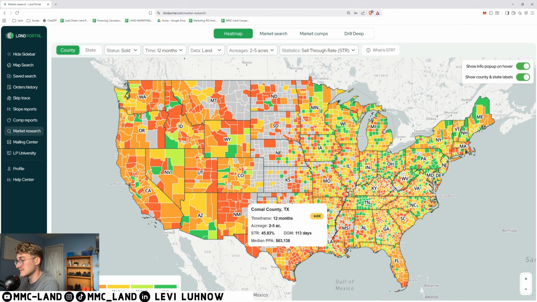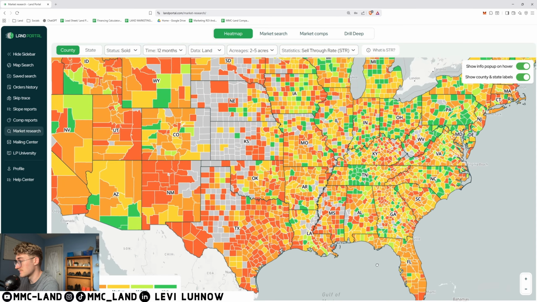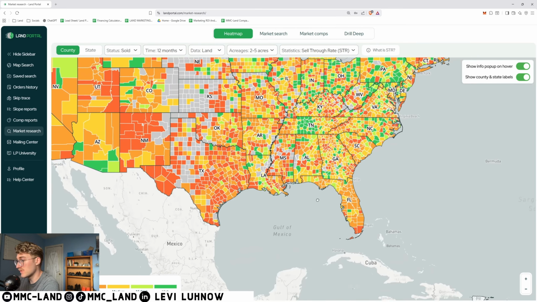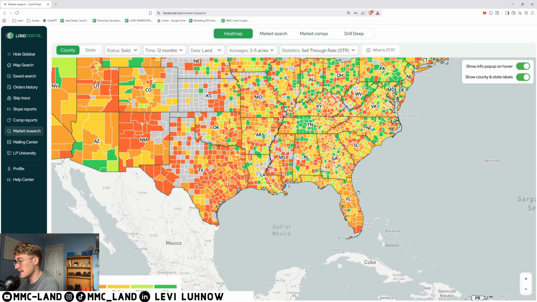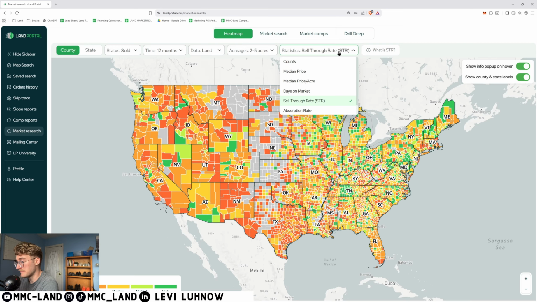So Texas is a very popular area for people to do business in, and so is Florida. Okay, now Texas, it's almost all red, right? Like it looks horrible if I just look at sell-through rate, and Florida is not bad, but it's not super hot like everyone says. So it can be a little bit misleading here.